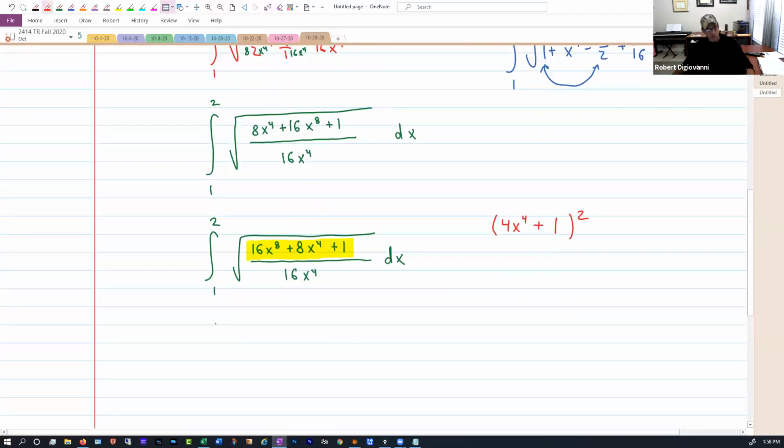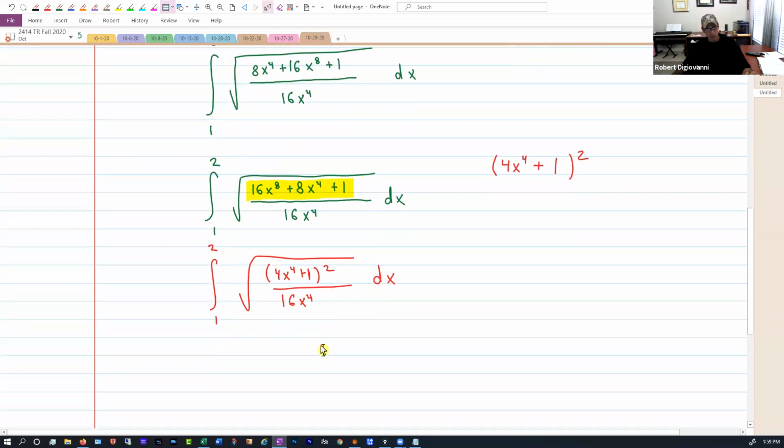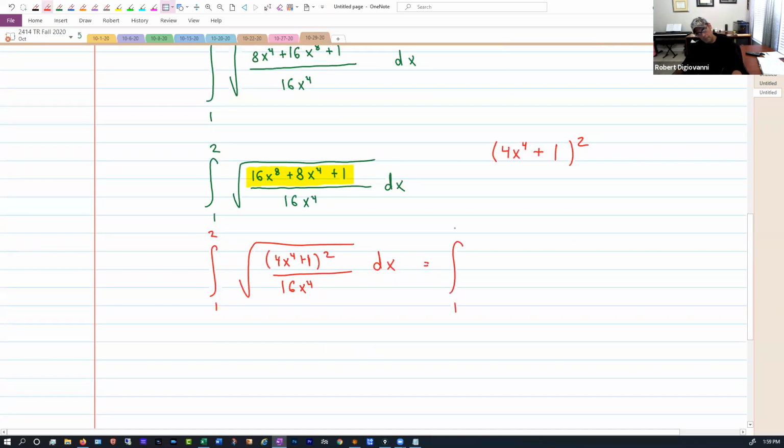So now what we have is this integral from 1 to 2. On the top, we have this 4x to the 4th plus 1 squared over 16x to the 4th dx. And now because it's a square root, I can do the square root top and bottom separately. When I take the square root on top, it just gives me 4x to the 4th plus 1. And when I take the square root of the bottom, I just get 4x squared. And I no longer have a root.